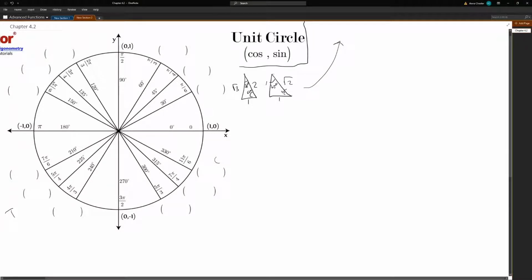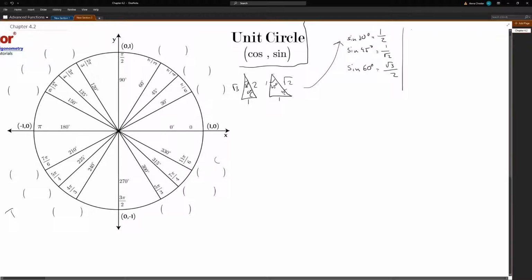From here, what you should remember, or what you can easily derive, is for example, sine 30 equals the opposite over the hypotenuse, which equals 1/2. For sine 45, the opposite is 1 over the hypotenuse, which is equal to 1 over square root of 2. And then sine 60 equals, again, opposite over hypotenuse, which is square root of 3 over 2.